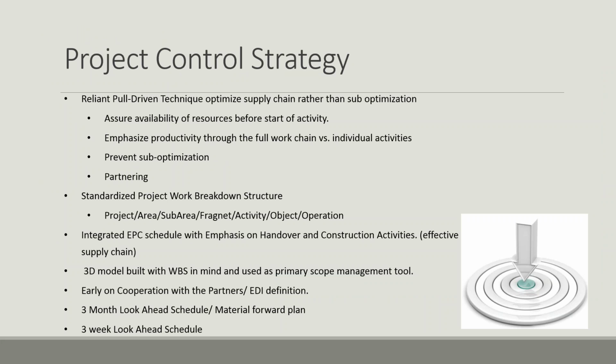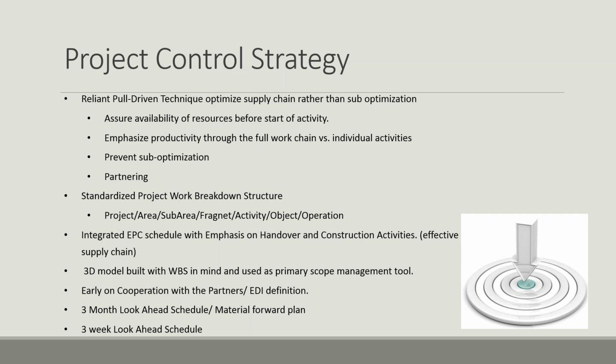So our project control strategy: we are a lean-oriented company, so we really use reliable pull-driven techniques to optimize the supply chain, and we want to prevent sub-optimization. So our system looks to assure availability of resources before the start of an activity, and emphasizes productivity through the full work chain versus individual activities, which means preventing sub-optimization. We want people to do exactly what we need so that the next step can happen. We don't want them to do the easy work first and then leave the hard stuff until the end.